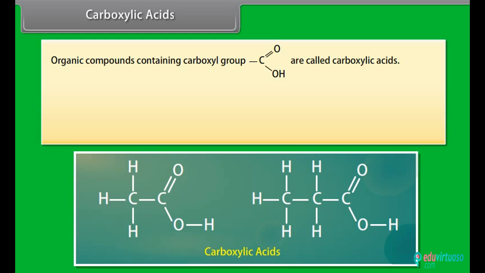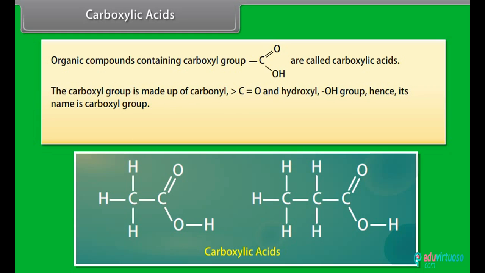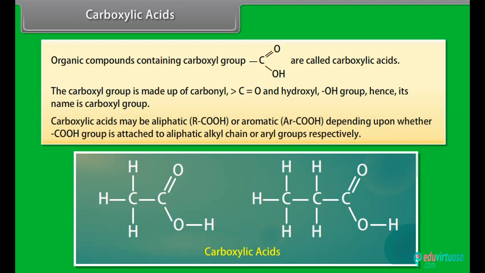Carboxylic acids. Organic compounds containing the carboxyl group are called carboxylic acids. The carboxyl group is made up of carbonyl and hydroxyl groups, hence its name. Carboxylic acids may be aliphatic or aromatic, depending upon whether the carboxyl group is attached to an aliphatic alkyl chain or an aryl group respectively.